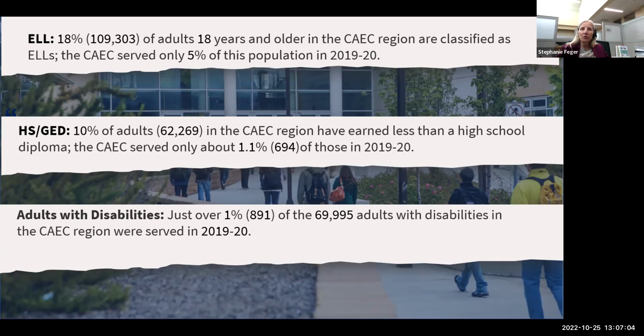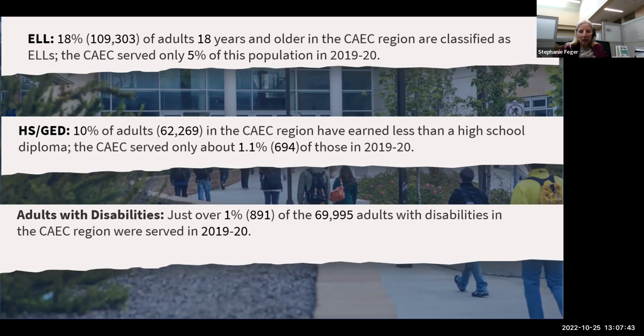First, for English learners, 18% of adults 18 years and older in our region are classified as English learners, but our consortium served only 5% of this population in the last year. Similarly, with high school and GED, 10% of adults have earned less than a high school diploma, but only just above 1% of those were served. And finally, adults with disabilities: just over 1% of the almost 70,000 adults with disabilities in our region were served.